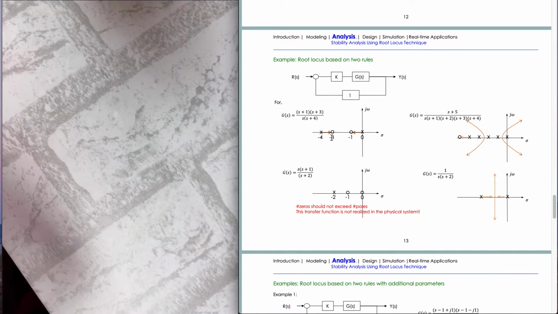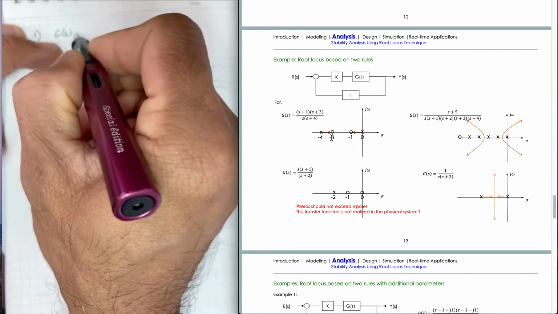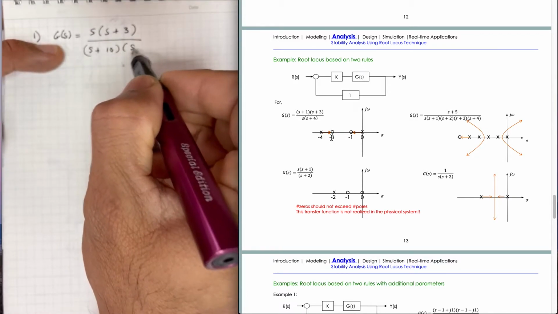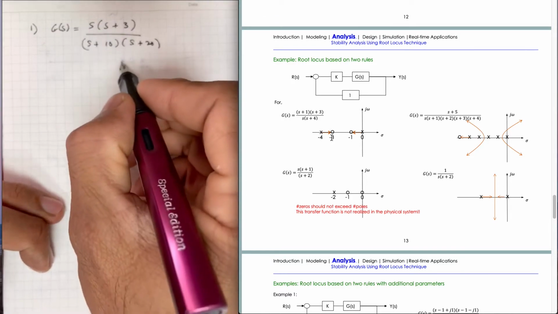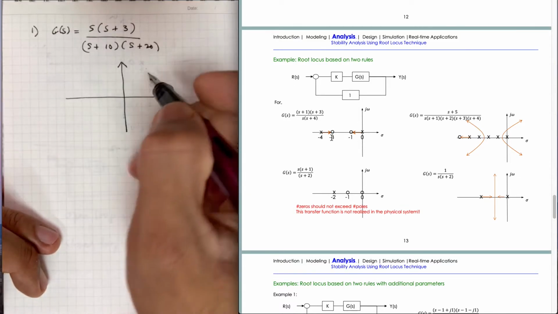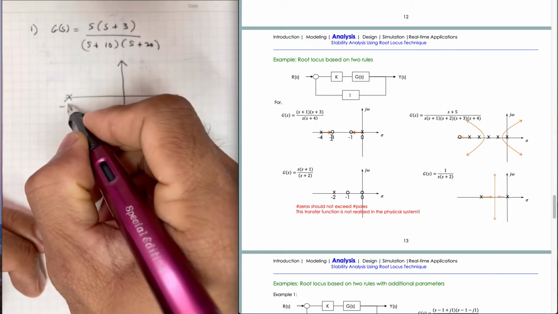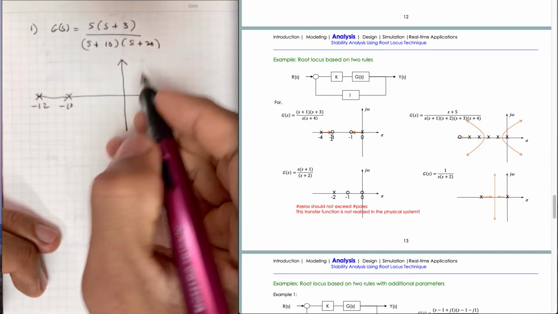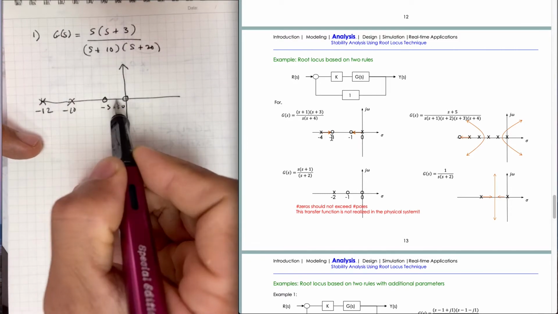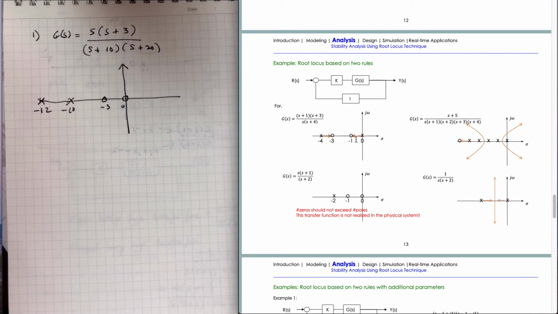So any system that has a complete pair, let's say T of S equals S plus 3, S plus 10, S plus 20. We know that it has a complete pair. That means these poles will find one of the zeros here. So this is minus 10, minus 12, zeros minus 3, 0. We know that somehow this one will find this zero going in this direction, right? But the rule says here, in this case it's okay because it doesn't violate the rule.